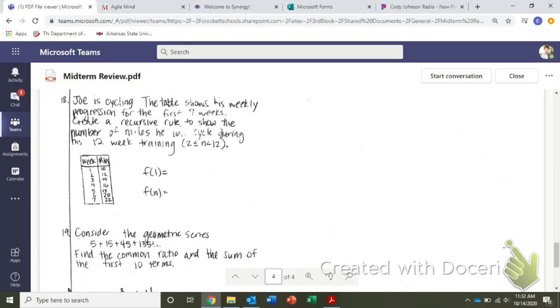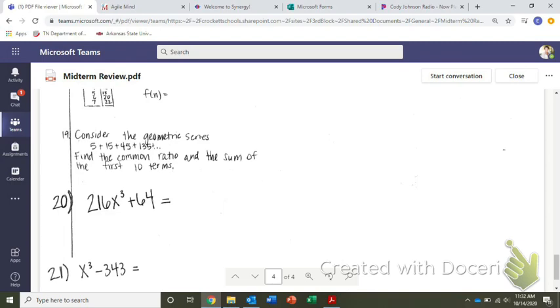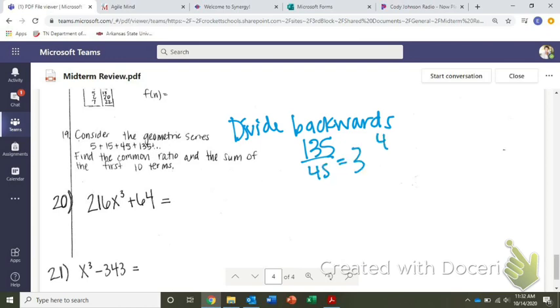Next, you've seen this problem. So geometric, remember they have a common ratio. So to find the common ratio, you want to divide backwards. And you want to do that by saying 135 divided by 45 is 3. 45 divided by 15 is 3. And 15 divided by 5 is 3. Okay?